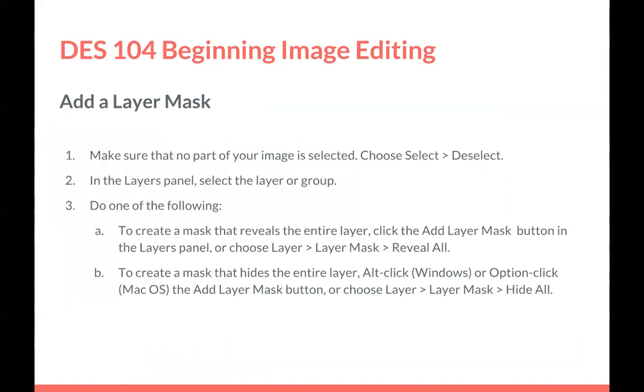So when you're adding a layer mask, you want to make sure that no part of your image is selected. So you need to choose Select, Deselect. And in the Layers panel, you want to select the layer or group and then do one of the following. To create a mask that reveals the entire layer, you would click the Add Layer Mask button in the Layers panel, or choose Layer, Layer Mask, Reveal All.